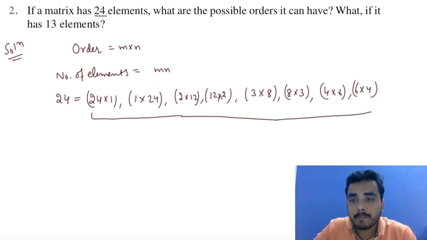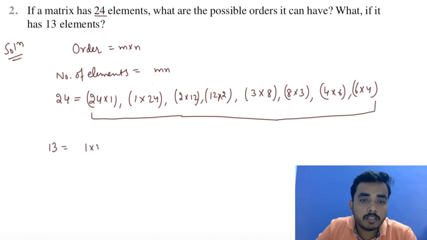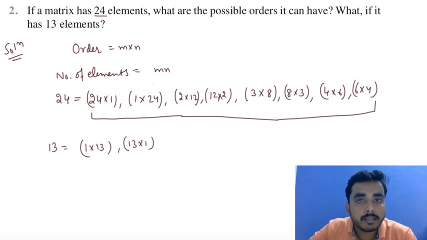Okay. So now we are given another part. What if it has 13 elements? So if it has 13 elements, the only possible orders are 1 into 13 and 13 into 1. Means 1 row, 13 columns, or 13 rows, 1 column. So with this, question number 2 completes. Now let's move to question number 3.